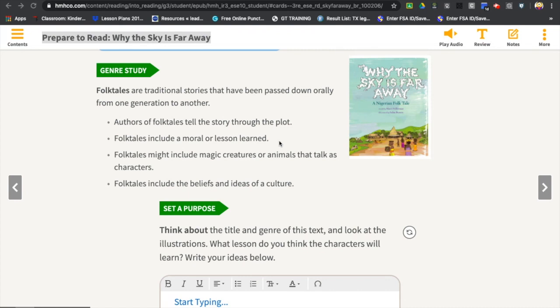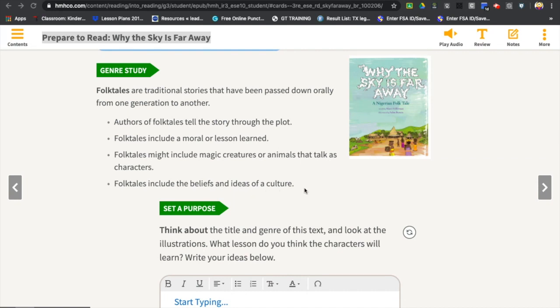When you're reading a folktale, there are 4 bullet points, or 4 important things that you have to know. The author of a folktale tells a story through the plot. Folktales include a moral or lesson learned. A folktale might include magic creatures or animals that talk as characters. And the last one, folktales include the beliefs and ideas of a culture.